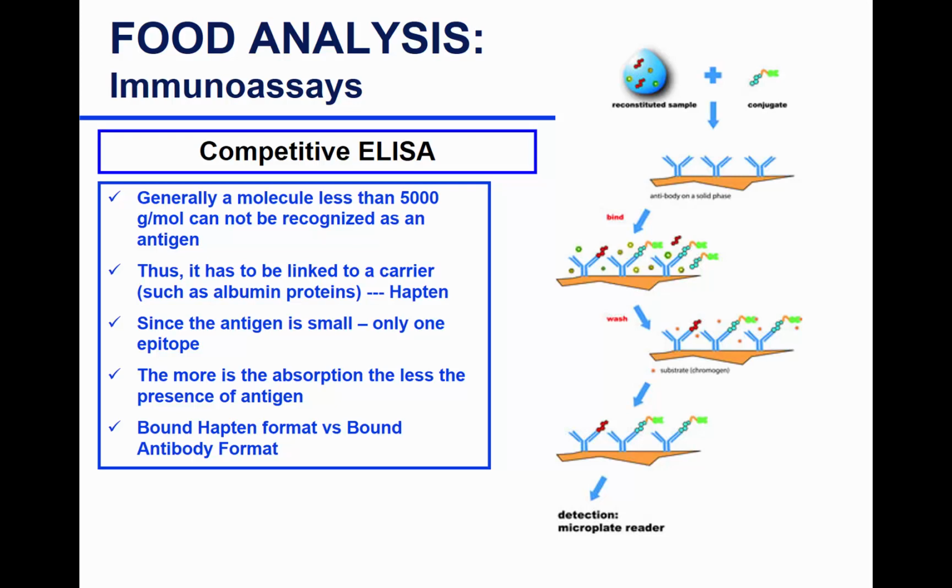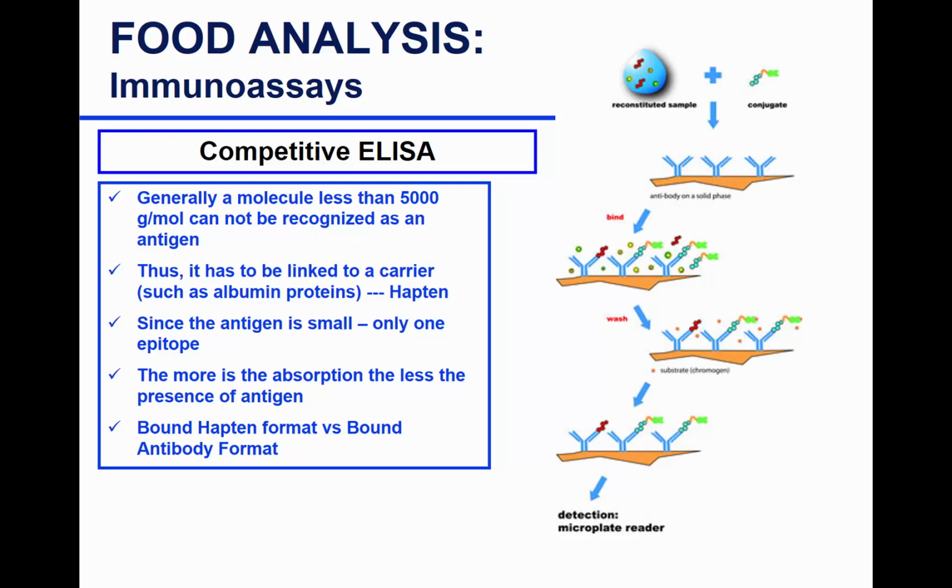So the reason we use competitive ELISA is because when you're looking for detection of molecules that are small in size. So small, that means less than 5,000 Dalton, so grams per mole. So when you have less than 5,000 grams per mole, you can only have one epitope on that molecule. That means one region that the antibody can bind. If you only have one region, you can't sandwich that. You cannot have another antibody reacting. There's only one epitope. So in this case, you need something else. You need to do something different.